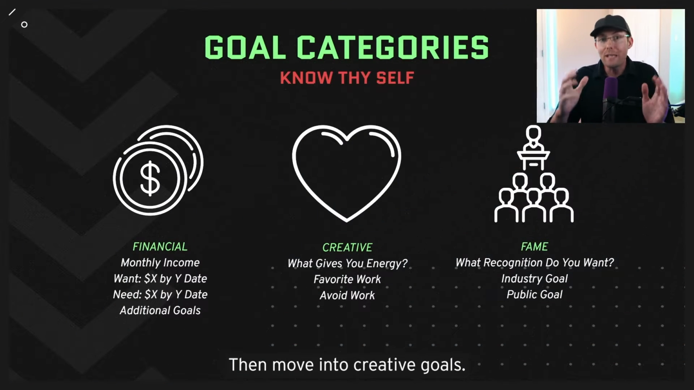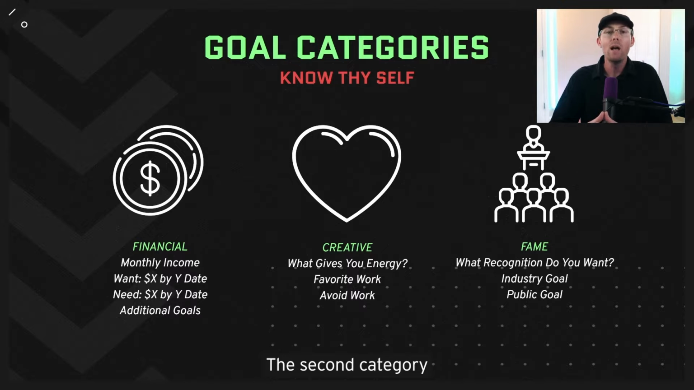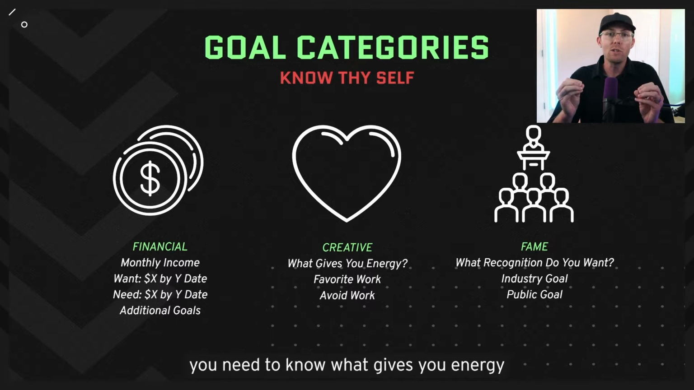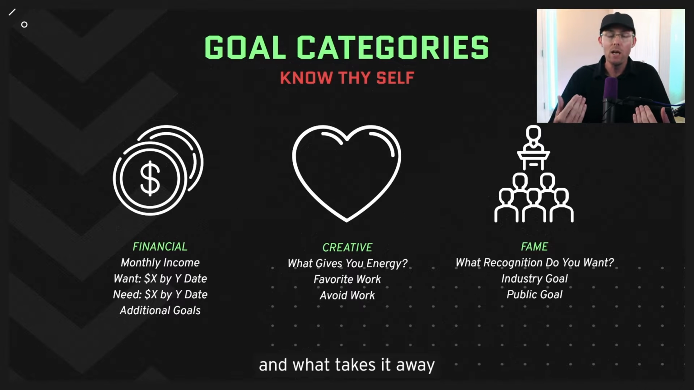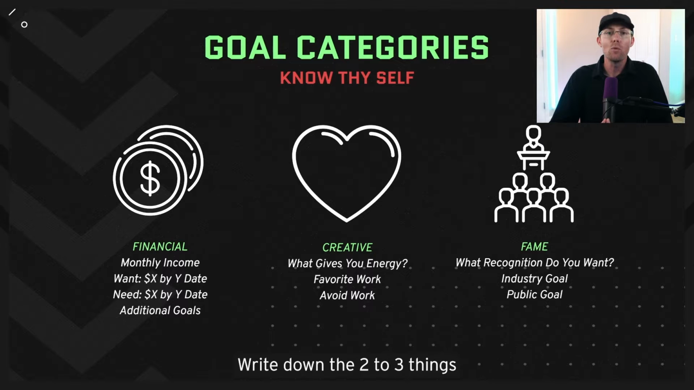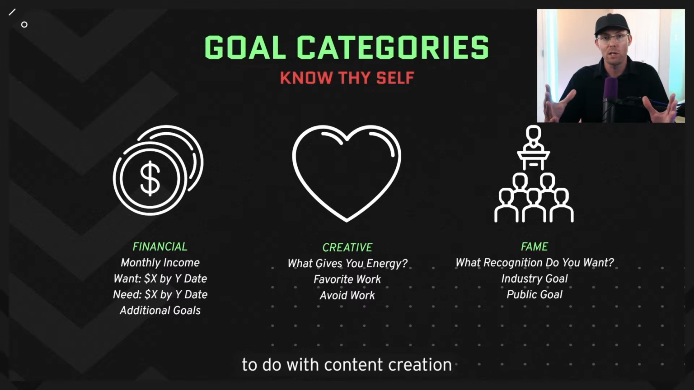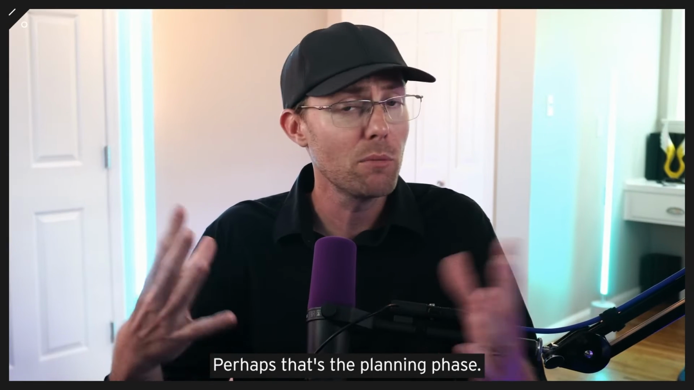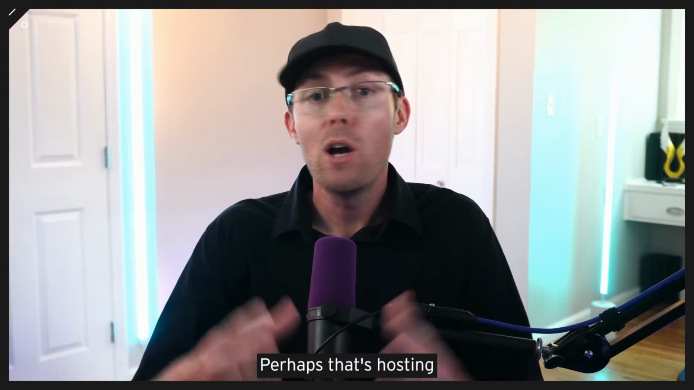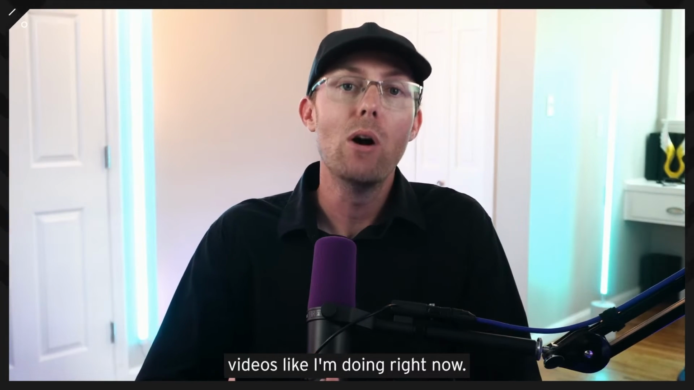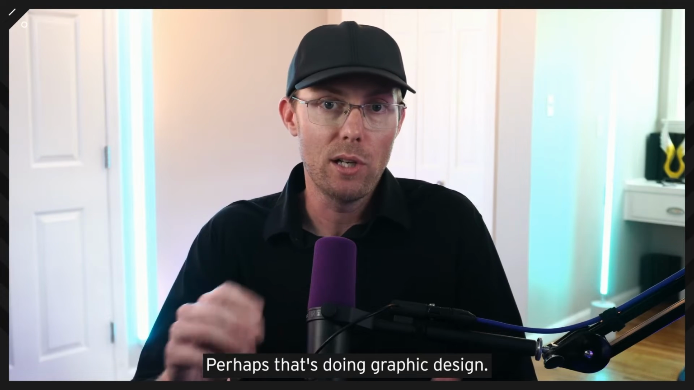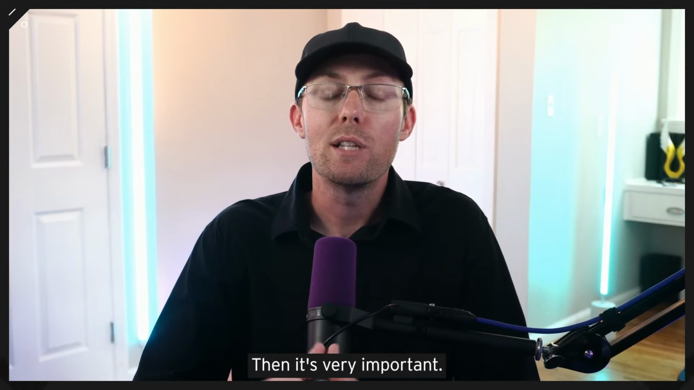Then move into creative goals, the second category. With your creative goals, you need to know what gives you energy and what takes it away when you're creating content. So for example, what is your favorite work? Write down the 2 to 3 things that are your favorite types of work to do with content creation. Perhaps that's the planning phase. Perhaps that's hosting videos like I'm doing right now. Perhaps that's doing graphic design. Write it down.